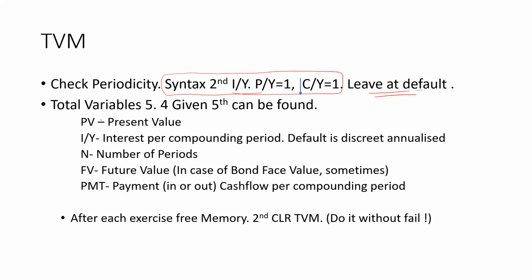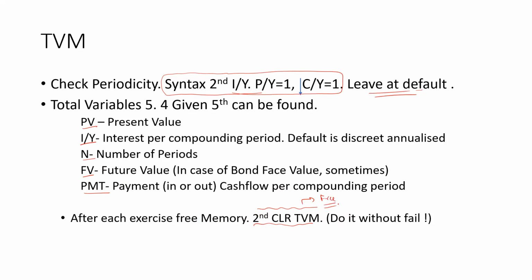Now, how do we make use of the time value method? In the time value method, what are the things that we try to find out? We have the present value, we have the I by Y format, which is called the interest per compounding period. N is the number of periods, FV is the future value, PMT is the payment or the cash flow per compounding period. After each exercise, do not forget to do this, because this will ensure that your TVM memory is completely free.